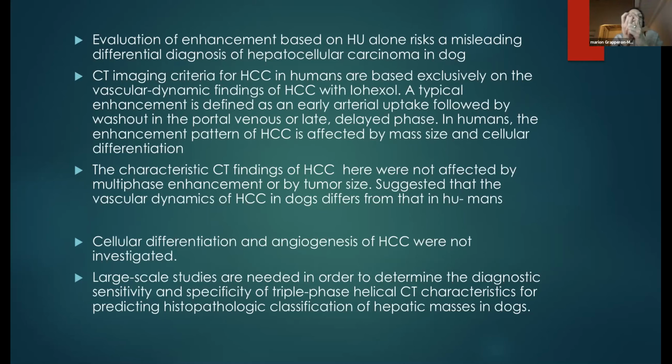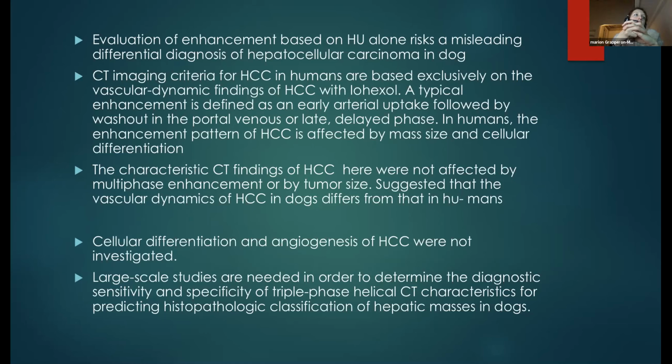In humans, they base their criteria just on these vascular dynamic findings. The typical enhancement for hepatocellular carcinoma in humans is an early arterial uptake followed by a washout in the portal venous or late delayed phase. And in humans, the enhancement pattern is affected by the mass size and cellular differentiation. All this kind of relationship with the mass wasn't found in this paper. In another one, it was found that there was some kind of correlation.